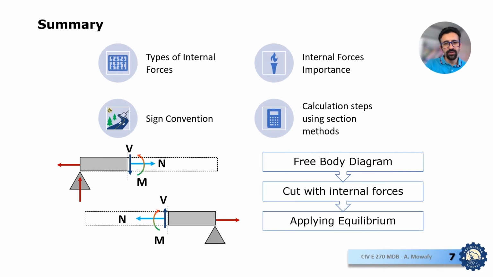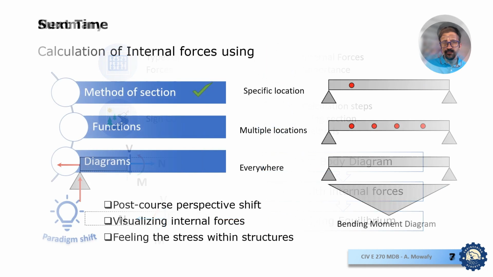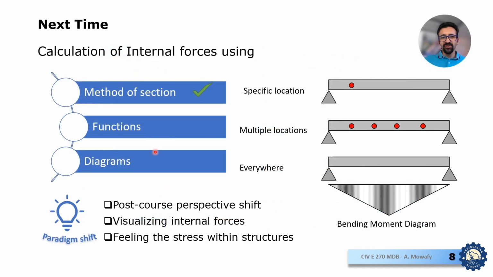So in conclusion, today we have learned together the types of internal forces and their importance, the sign convention rules, and the simple calculation steps using the method of sections. In addition to the method of sections, we are going to learn how to create functions and also draw diagrams for internal forces next time. This will help you to visualize the internal forces.